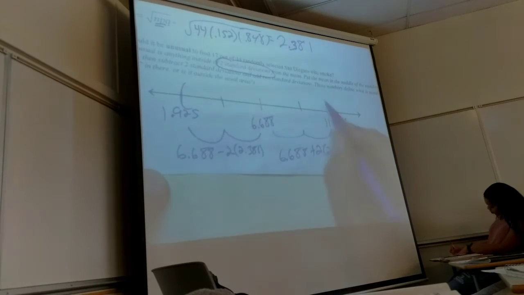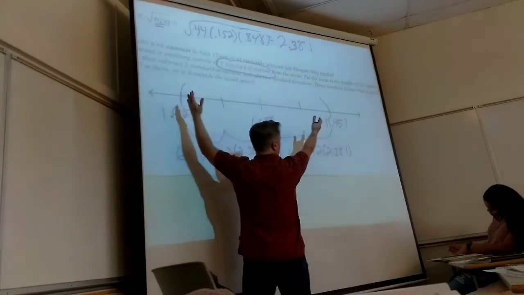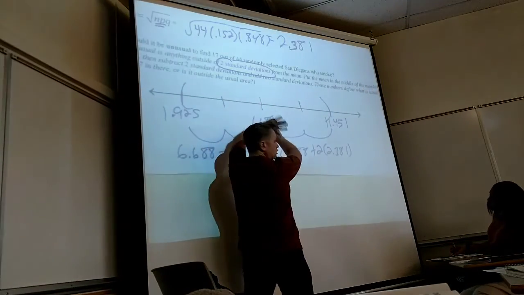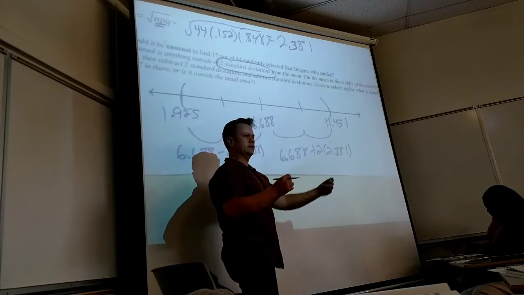So everything in between, anywhere from 2 people up to 11 people out of 44, would be expected. But if I get 17 out of 44 randomly selected San Diegans, is that unusual or not? It is unusual because it's outside of what I expect. This is my expected area here. Any number in here is usual. Anything outside of here is a sign that something is different.